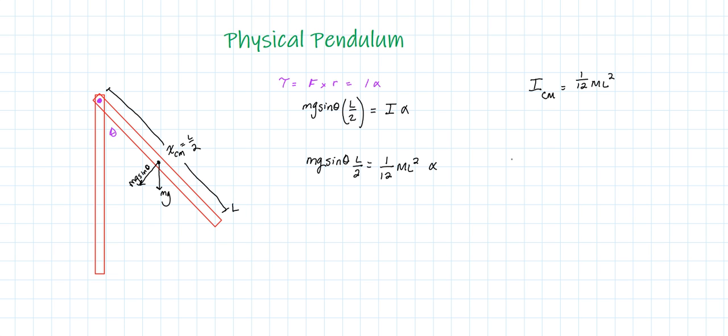Now again, we're going to do a small angle approximation, and the small angle approximation is going to say that the sine of theta is equal to just theta for small angles only. So when we have small angles, theta and sine of theta are the same, so I can change this from mg sine theta to just mg times L over 2 times theta equals 1/12 ml squared alpha. Now, other things can be factored and changed over here. We can see that one of the L's would factor out again, an M can factor out, and we can get this into a more usable form.